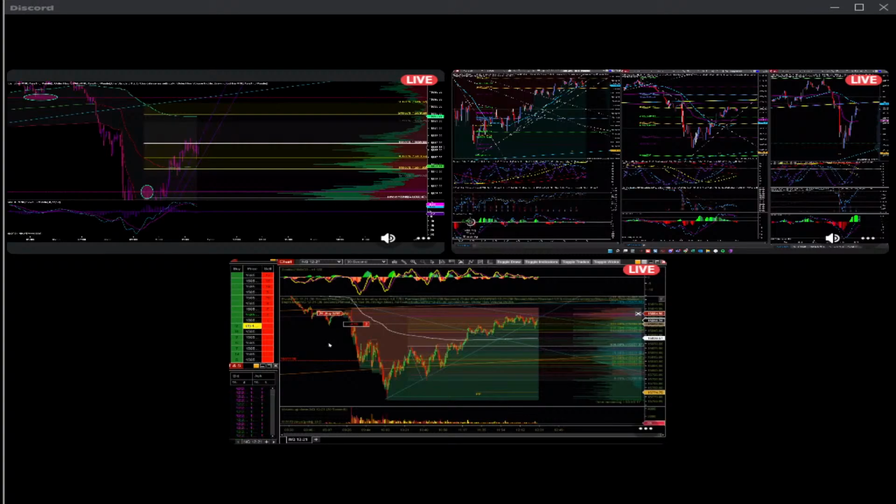Does this look like a retest to you guys? Yeah, I'm hoping. It could. Come on, guys, stop buying. Sell this. Help me out here. Start selling this thing.